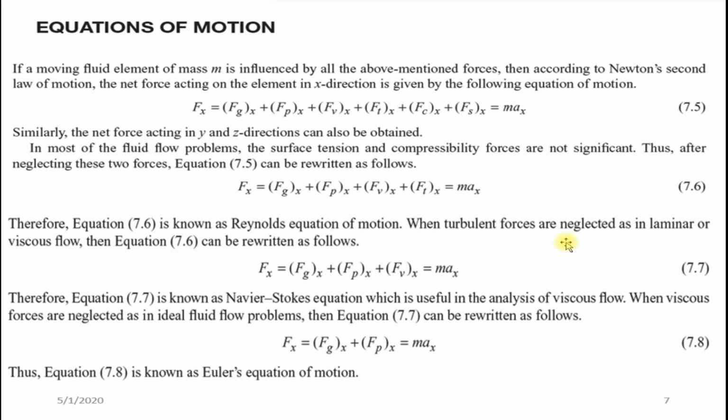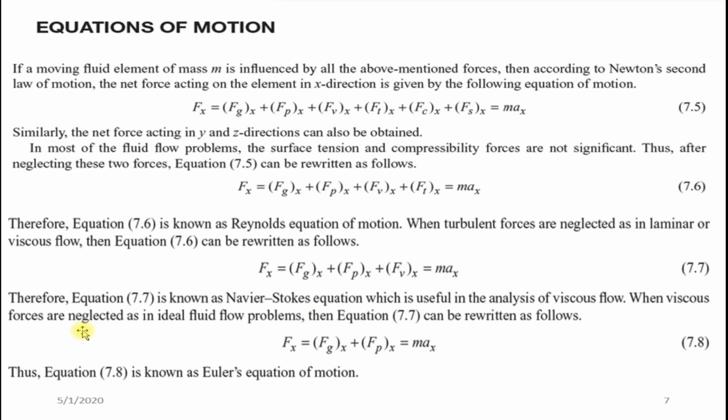When the turbulent forces are neglected in a laminar or viscous flow, then the above equation becomes, you have to neglect the force due to turbulence, that is Ft. Remaining equation is what? Gravitational force plus pressure force plus viscous force, that is equal to mass into acceleration. So this equation is known as Navier-Stokes equation. You have to neglect the force due to turbulence so that you will get Fg plus Fp plus Fv is equal to mass into acceleration. This equation is called Navier-Stokes equation.